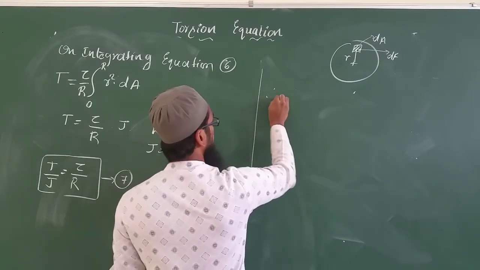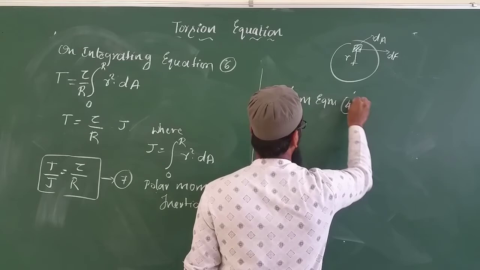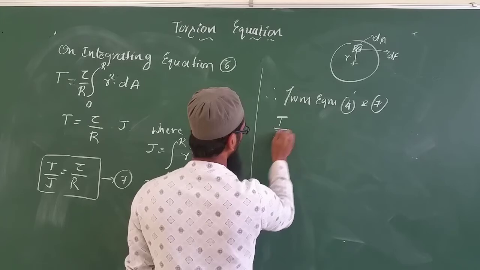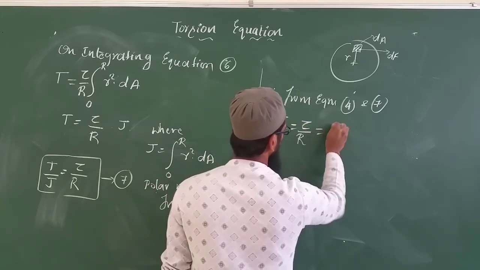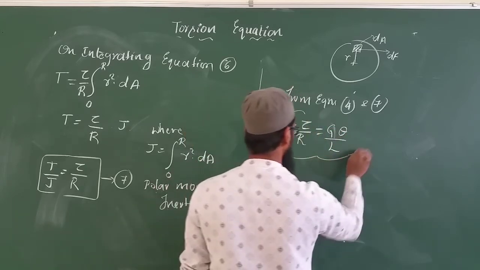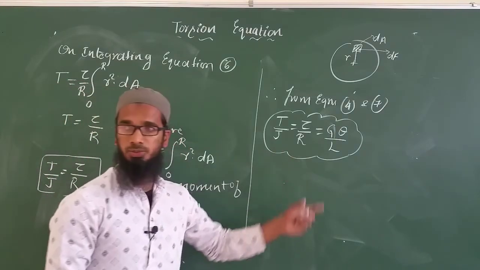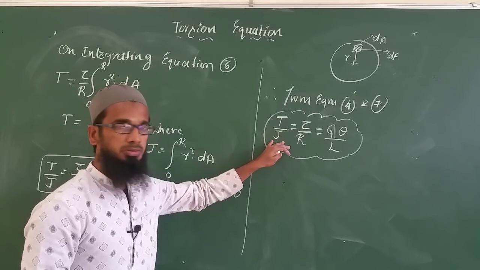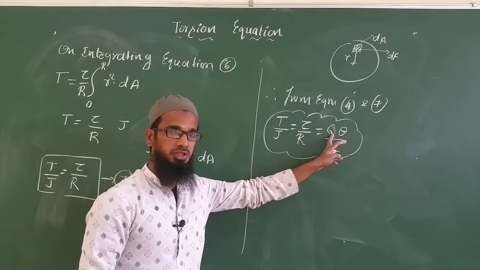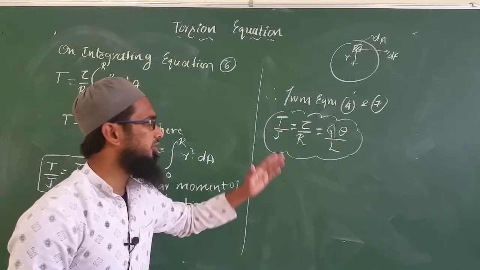Therefore, from equations 4 and 7, we can write T by J is equal to tau by r is equal to G theta by L. This is our torsion equation for a given particular shaft, where T is the twisting moment, J is the polar moment of inertia, tau is the maximum shear stress, r is the radius of the shaft, G is the modulus of rigidity, theta is the angle of twist, and L is the given length of the shaft. I hope you are getting this simple equation.